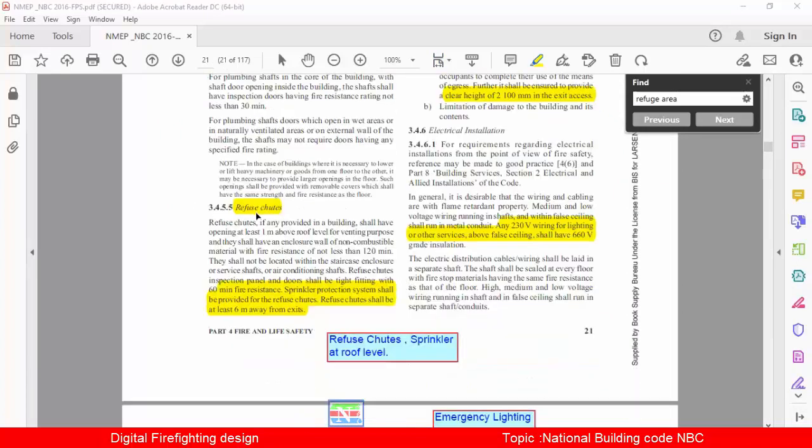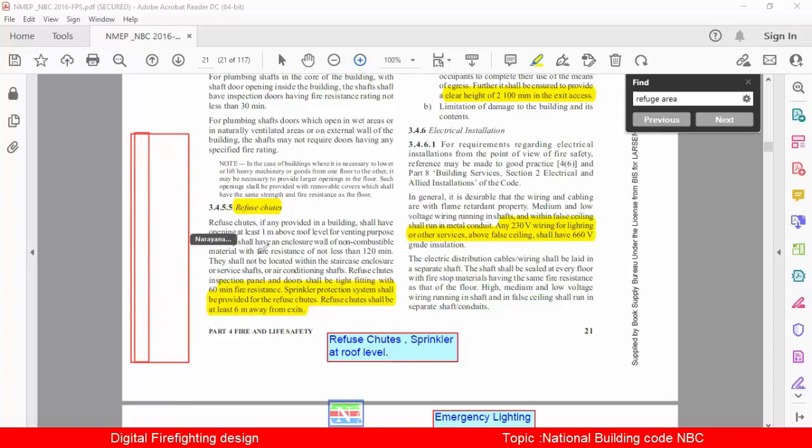Yeah, refugee chute. Does anyone have an idea what a refugee chute is? This is residential, just like a sliding field, like a flight coming down. There is a chute, like a bag, a structure we can come down with.